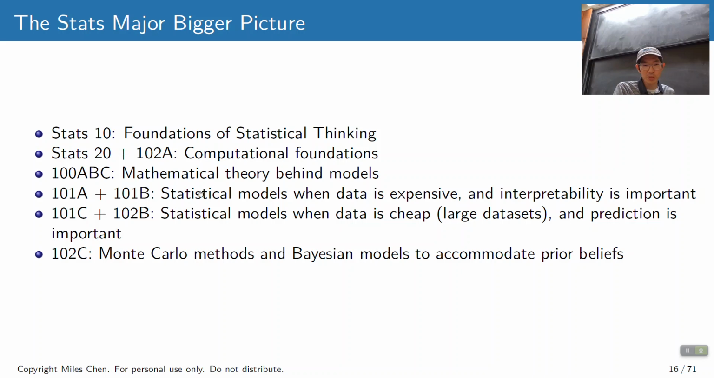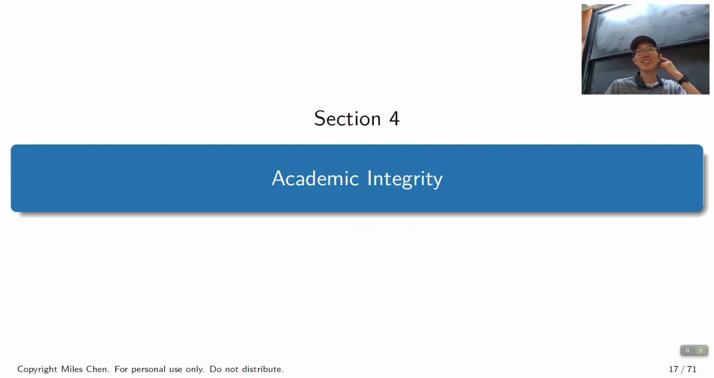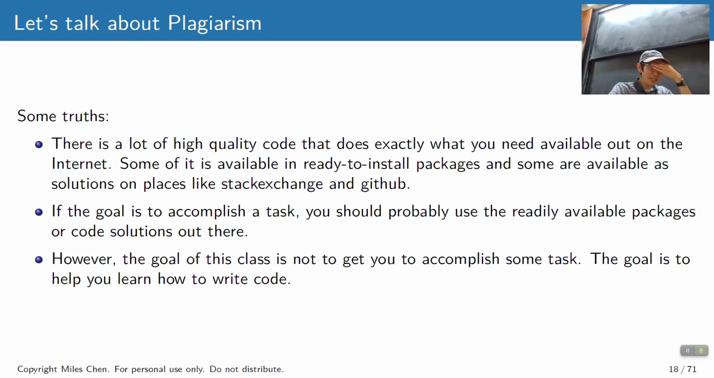The 100 series is all about mathematical theory. The 101 series put greater focus on situations where data is expensive and interpretability is important, like linear models and the relationships there. In 101C, this class, you have large data sets, data is cheap, but the ability to make good predictions is more important. Then we also have the Bayesian Monte Carlo methods in 102C, which I'll be teaching in the fall, I believe. I don't know if any of you are going to be taking 102C with me at 8 a.m. in the fall.